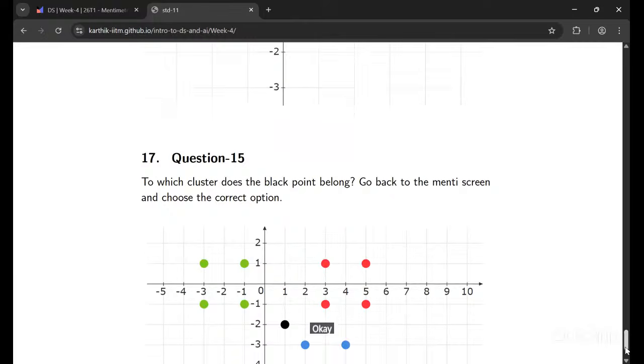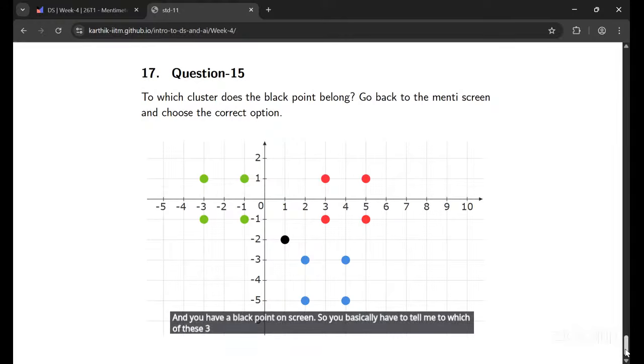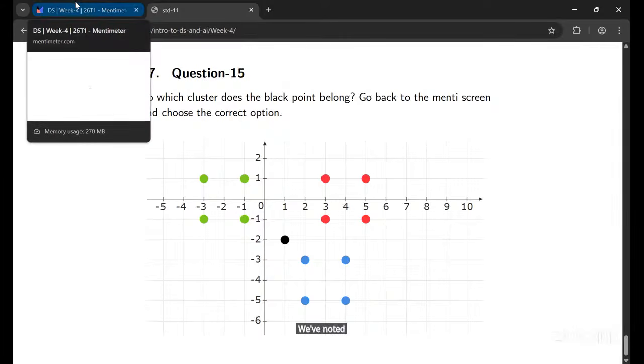Okay. Now this is the last question for the day. Now here I have introduced one more cluster given by the blue one and you have a black point on screen. So you basically have to tell me to which of these 3 clusters will this point belong. If you've noted the question, let me go back to Menti.